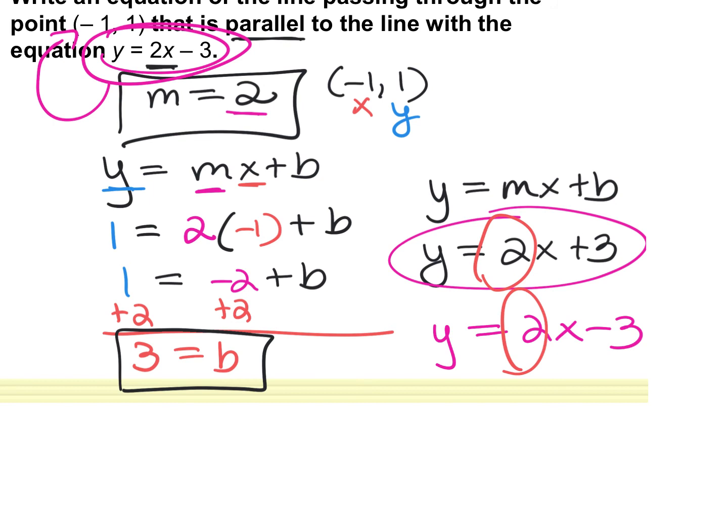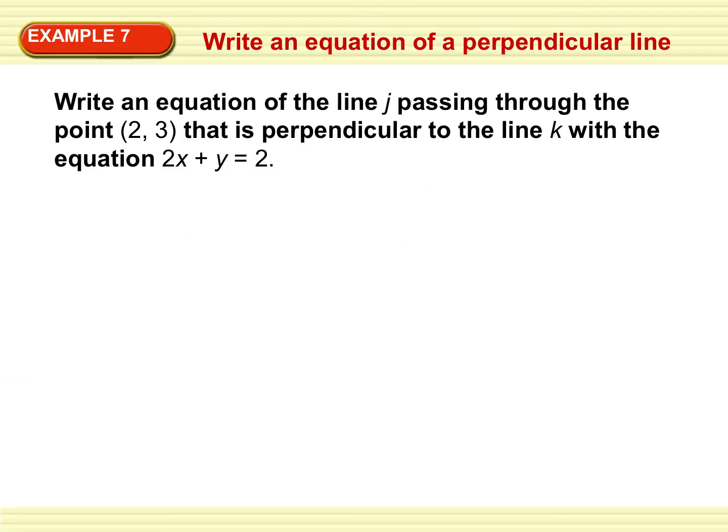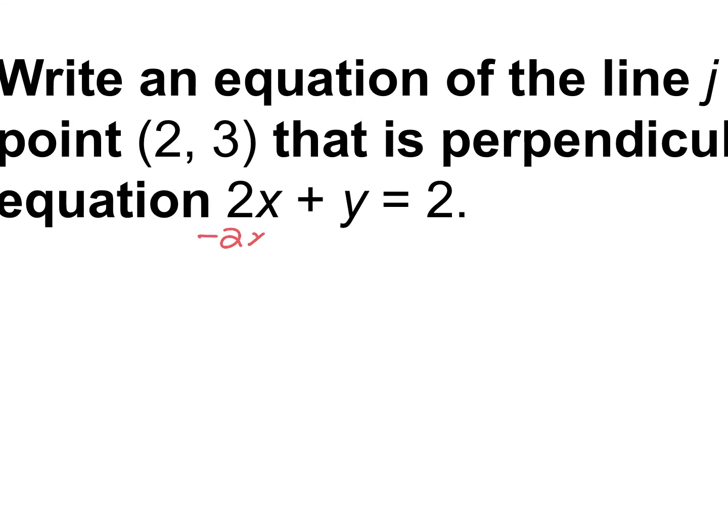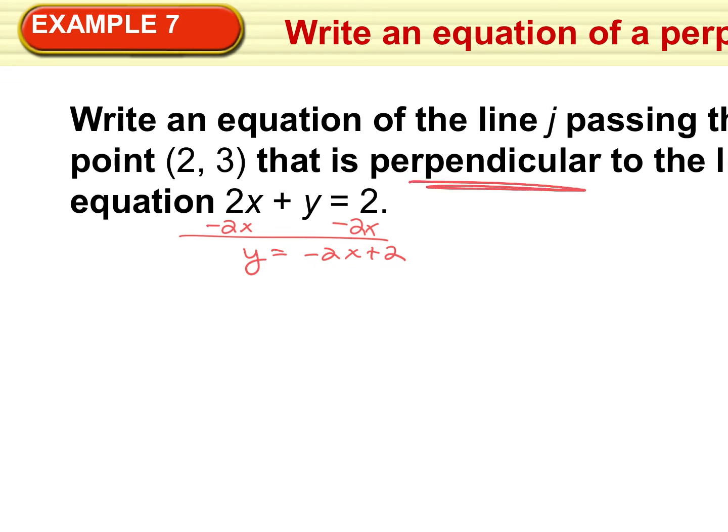Let's try another one. This time we're going to do perpendicular. And again, on this example, it's not in y equals mx plus b. So we need to fix it first. So I'm going to move the 2x. y equals -2x plus 2. Because it wants a line that's perpendicular, I'm going to take this slope and turn it into its opposite reciprocal. So this will become positive 1 over 2. This is the slope I'm going to use.